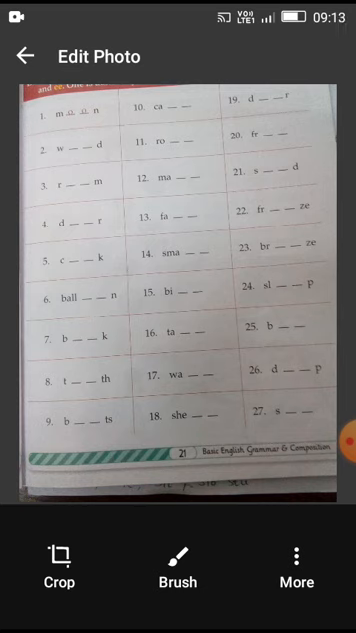Next, number 10 you see CALL, call. Number 11 ROLL, roll. So in this row, numbers 10, 11, 12, 13, 14, 15, 16, 17, 18, you can add double L joint letters. Double L means LL joint letters you can add here in this row.